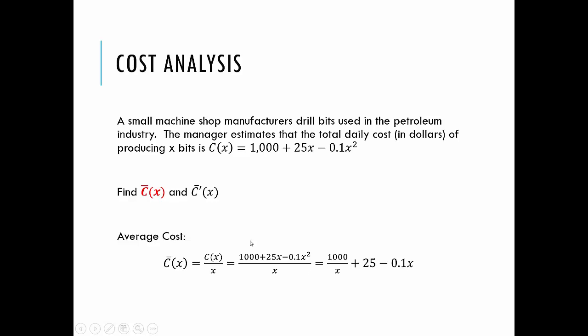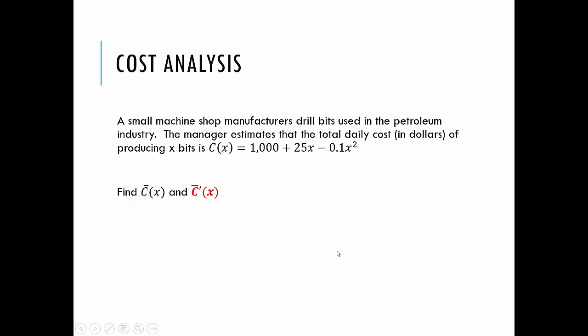And I can make this look a little better. All I did was divide each individual term. Remember, you can only do this if you do it to every single term. So I divided 1,000 by x, you can see that there. I divided 25x by x, so the x is canceled. And then I divided this minus 0.1x squared by x, so this x cancels one of those out. But please remember, you can only do that if you do it to every single one of them.